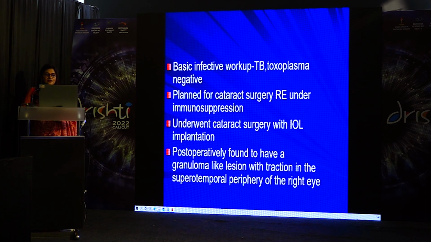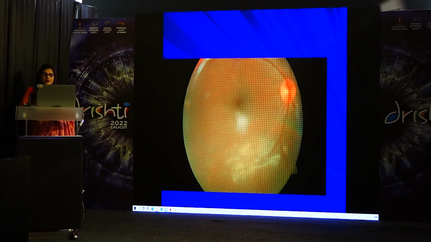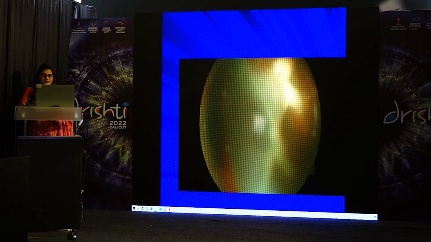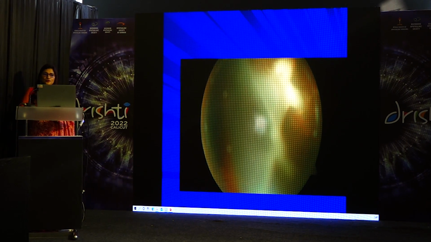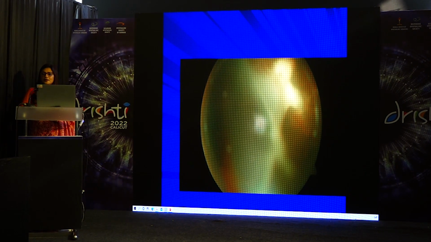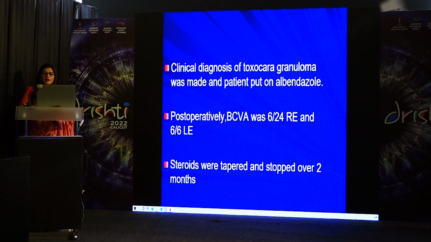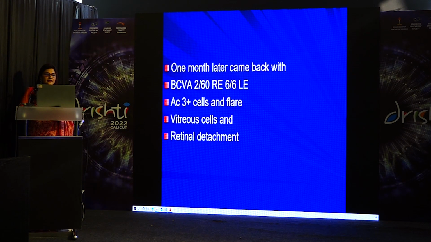After cataract surgery, we found this. In the periphery, there was a granuloma-like lesion. A clinical diagnosis of toxocara granuloma was made, and the patient was put on albendazole. Post-operatively, visual acuity was good, but once the steroids were stopped, the patient then had 2/60 in the right eye with a severe flare-up of inflammation as well as a retinal detachment.